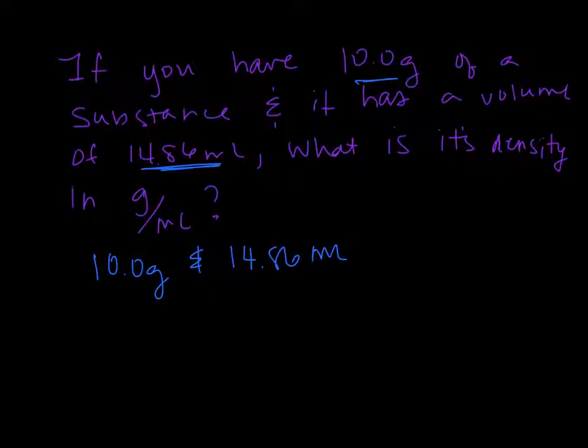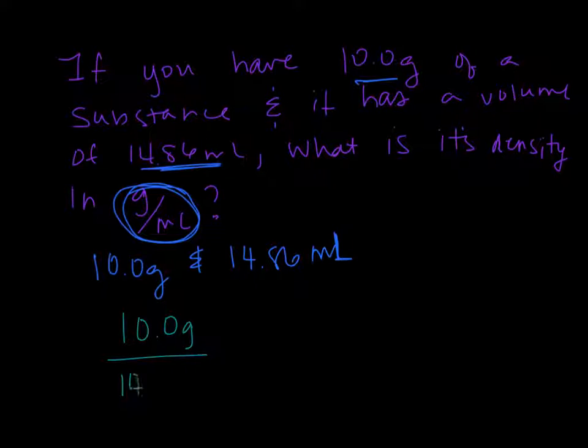And normally you'd have to know a formula in order to find density. You'd have to know that density is the mass divided by the volume. But here, they give us the units they want the density in. They want it in grams per milliliter. So I know I have to take the grams and divide by the milliliters in order to get those units. And so I'm just going to take my 10 grams and divide by 14.86 milliliters. And so I just have to put that into my calculator. And I end up getting 0.673.